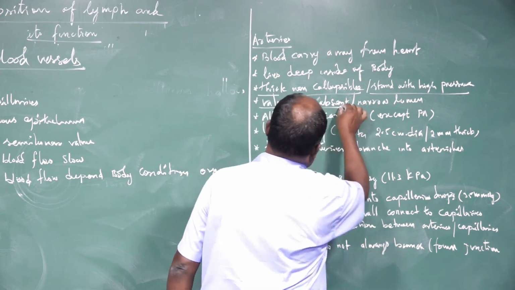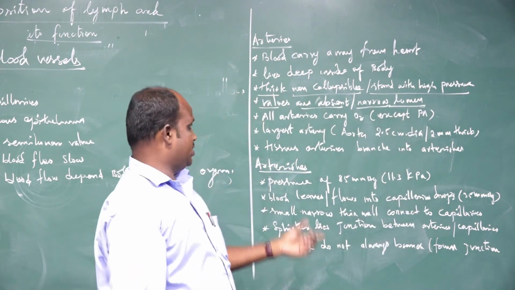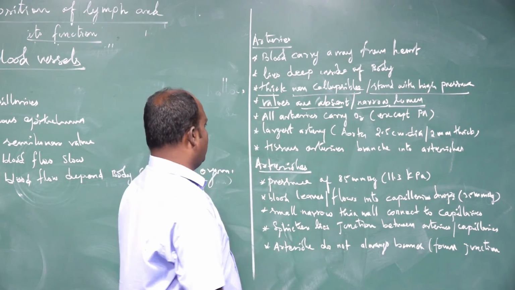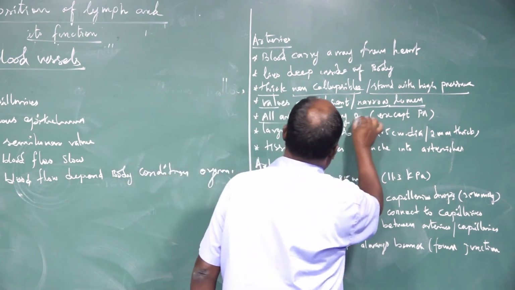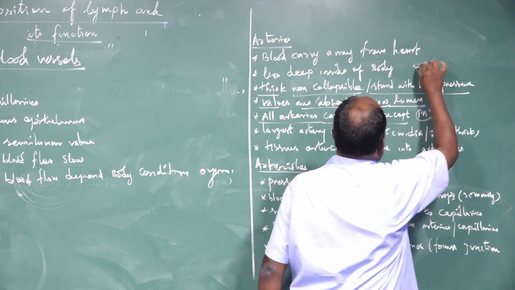Valves are absent in arteries. The lumen is narrow. Second, all arteries carry oxygenated blood except the pulmonary artery.